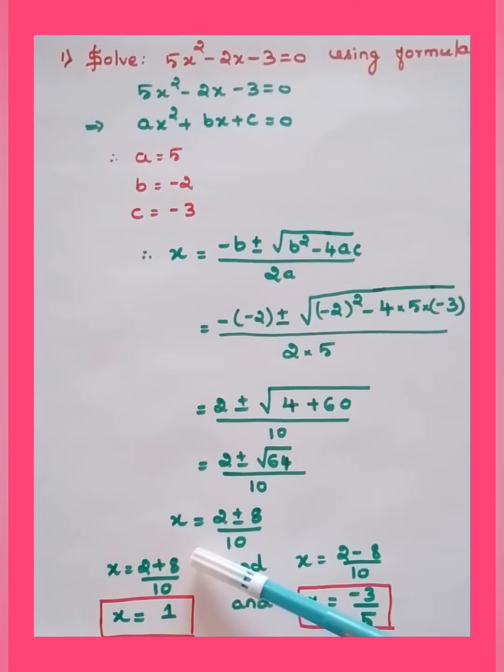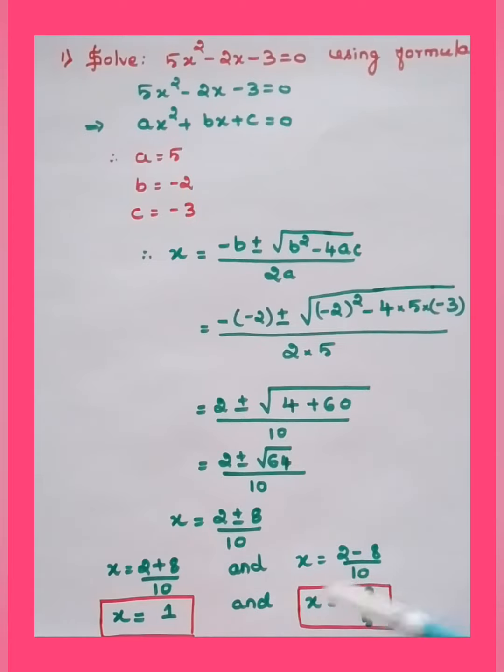And 2 plus 8 is, we know, 10. 10 divided by 10 is equal to 1. X is equal to 1. And 2 minus 8 divided by 10. 2 minus 8 is minus 6 by 10. So in the second one you can cancel. Hence you will get the answer as x is equal to minus 3 by 5.